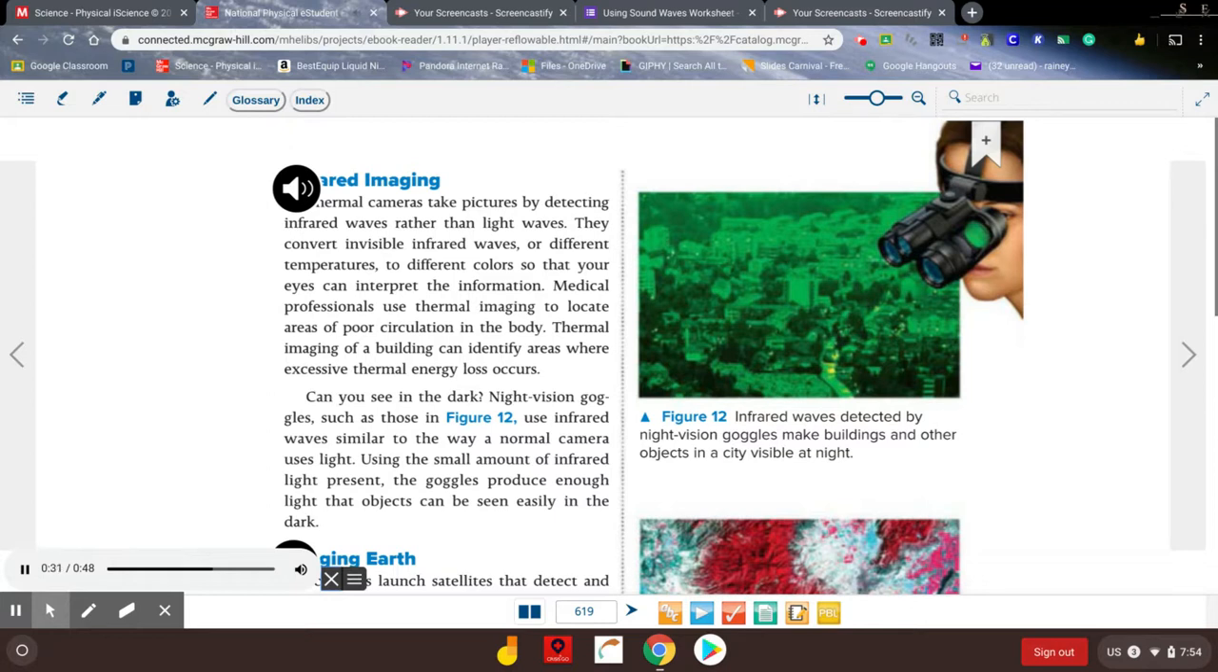Can you see in the dark? Night vision goggles, such as those in Figure 12, use infrared waves similar to the way a normal camera uses light. Using the small amount of infrared light present, the goggles produce enough light that objects can be seen easily in the dark.